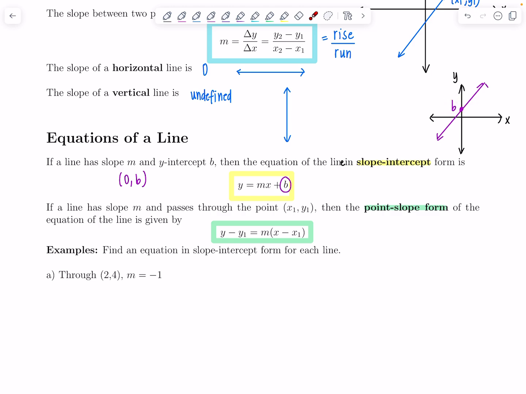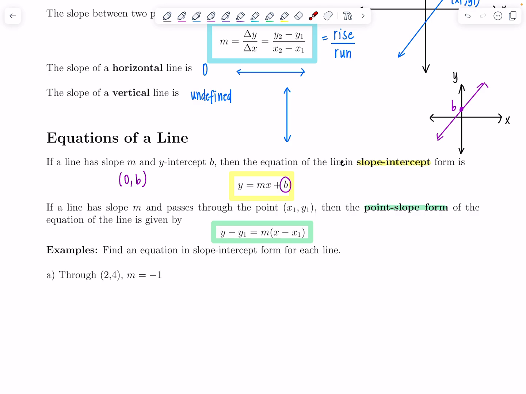The other form, point-slope form, is a little more versatile because you don't necessarily need the y-intercept b. You can just have any old point on the line. That's what (x1, y1) refers to. It could be the y-intercept, or it could be any other point on the line, and you put it together and you have point-slope form.